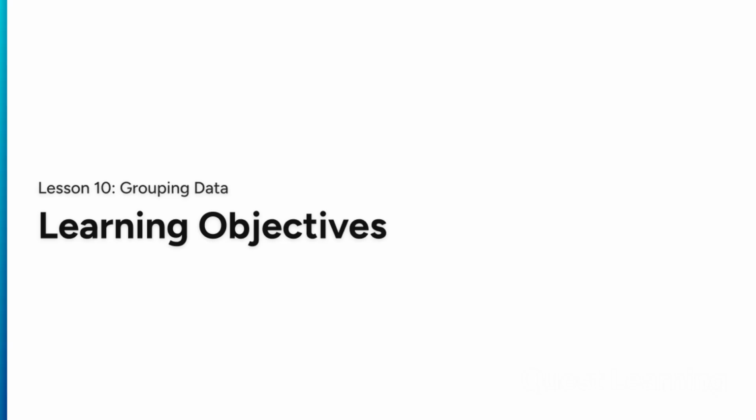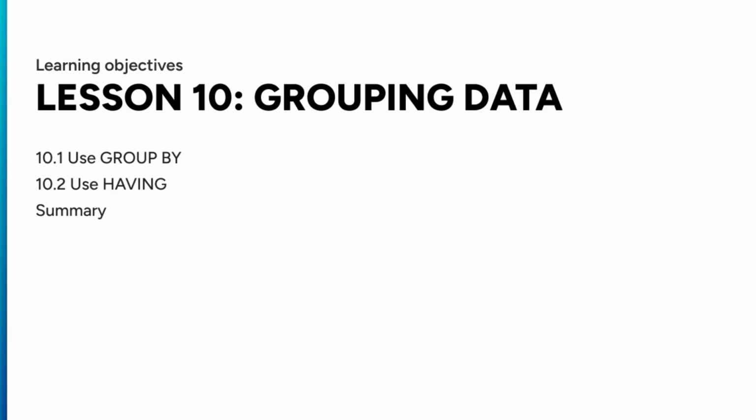This is lesson 10, grouping data. Now that you have learned how to summarize data using aggregate functions, this lesson explains how to do the same for groups of rows by using the group by clause. And then we look at having, which is similar to the where clause learned previously, but which filters by group rather than by row.